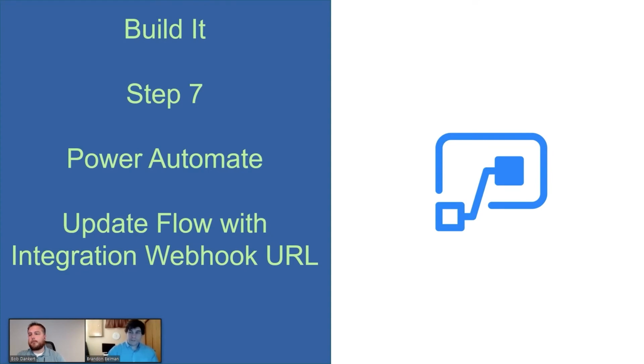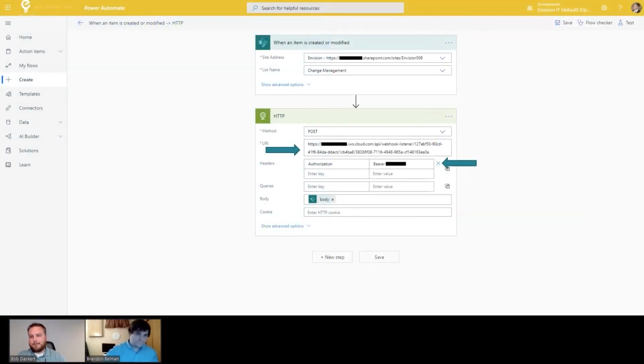So moving on to the last step of setup, we are going to go back to Power Automate and update our flow with the integration webhook URL. Here it is, exactly like the previous slide said. Now that we're done with our webhook, it's been configured. We want to update the URL here with the URL that was provided to us when we updated our webhook.